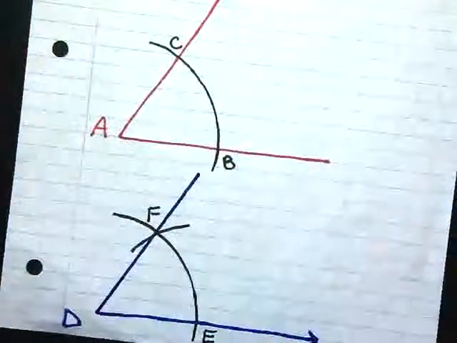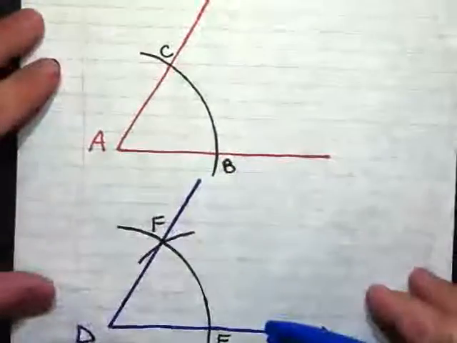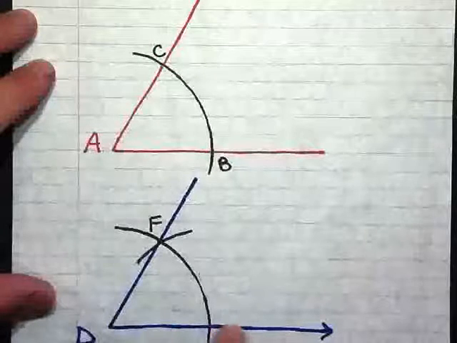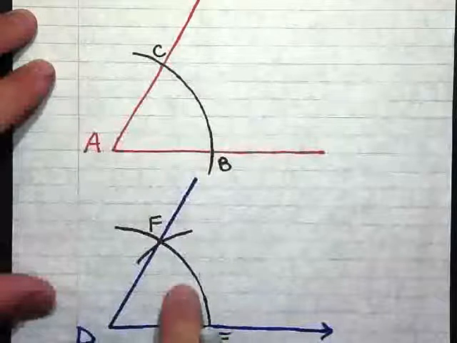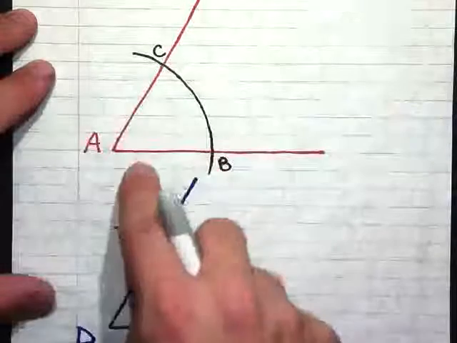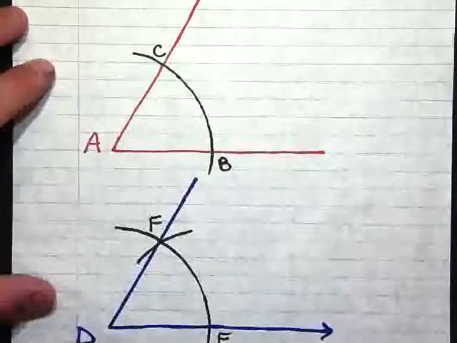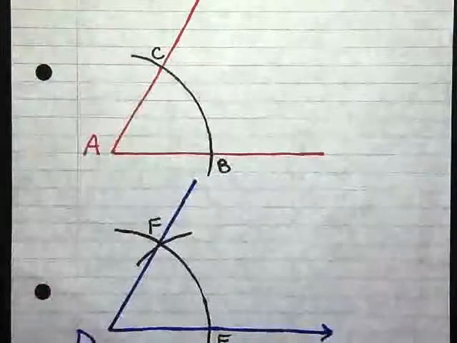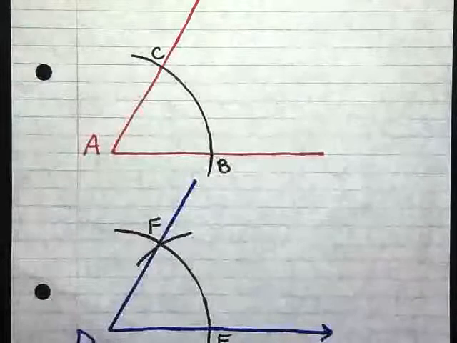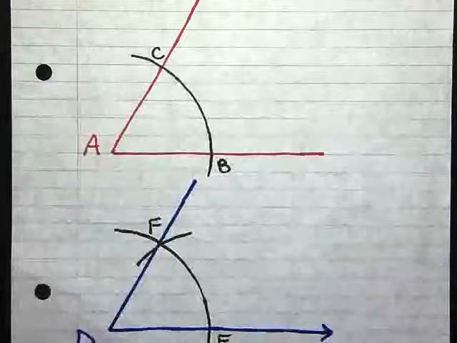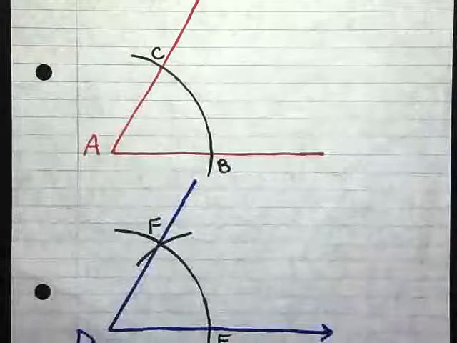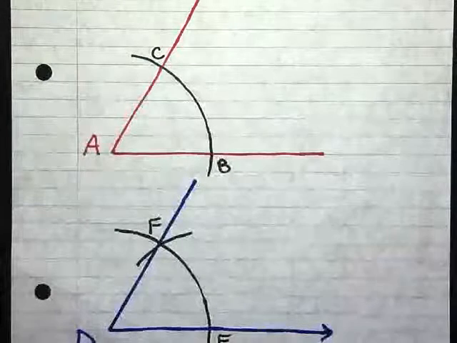And I have angle EDF, which is now congruent to angle BAC. That is how we construct a congruent angle. If you have any questions, go ahead and ask for assistance. If you don't, congratulations, and go ahead and get started on the worksheet.